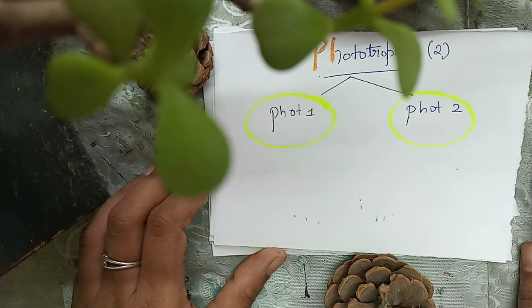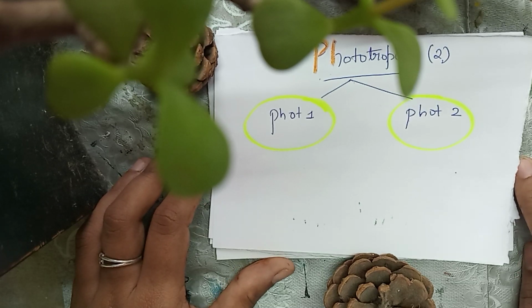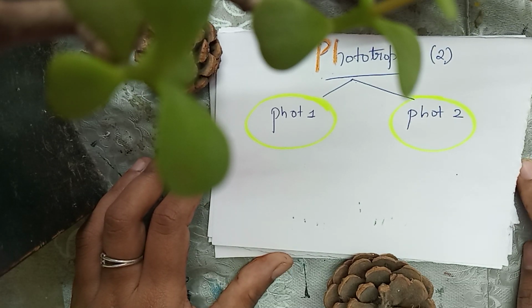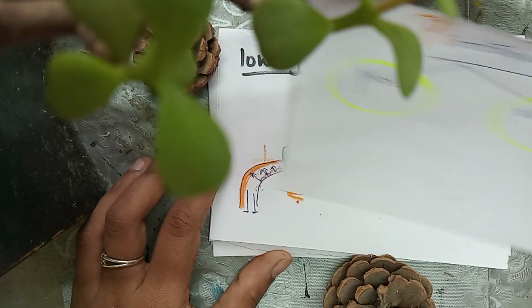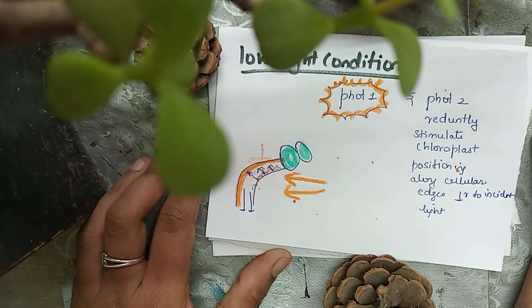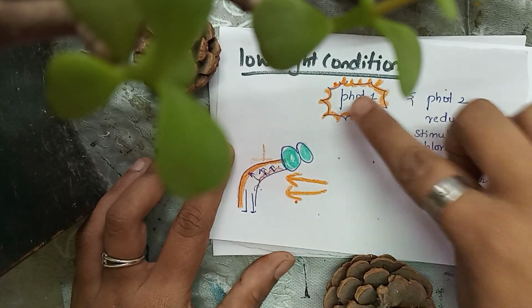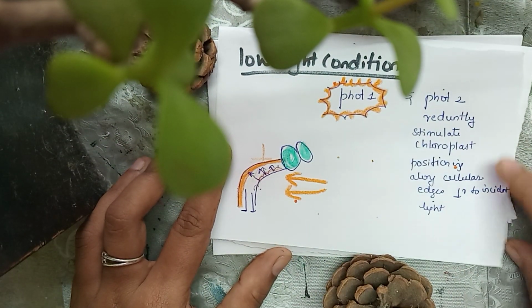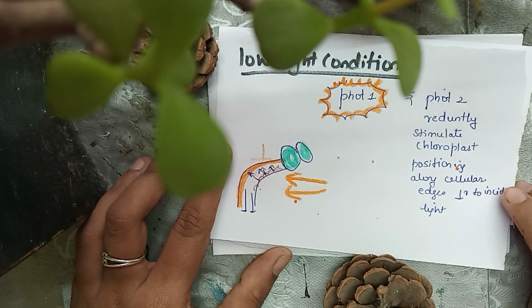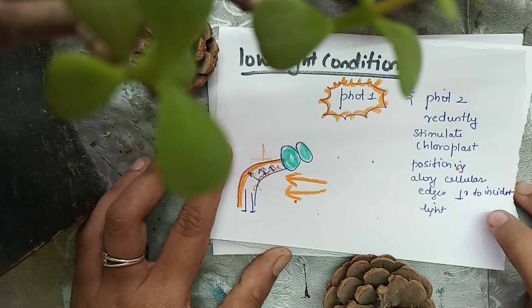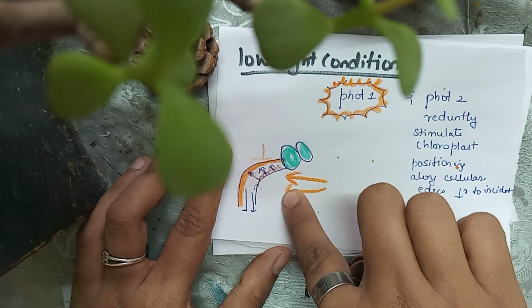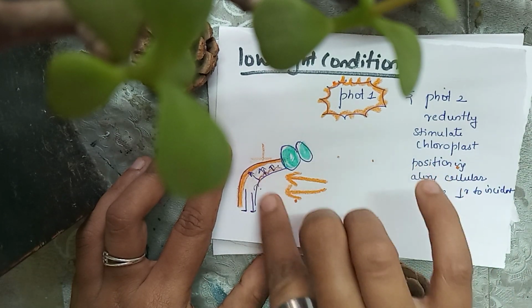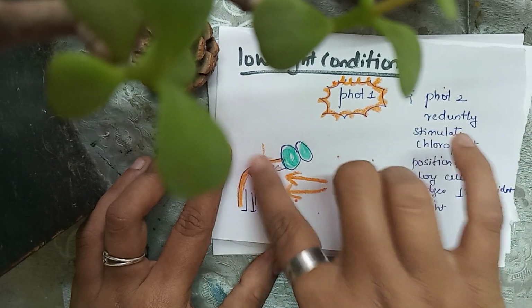Among the phototropins, there are mainly two which are involved in phototropism: phot1 and phot2. When there is a low light condition, phot1 gets activated and it triggers phot2, which redundantly stimulate the chloroplast positioning along the cellular edges which are perpendicular to the incident light. For example, if the incident light is coming in this way, all the chloroplasts are positioned perpendicular to the incident light along the edges.